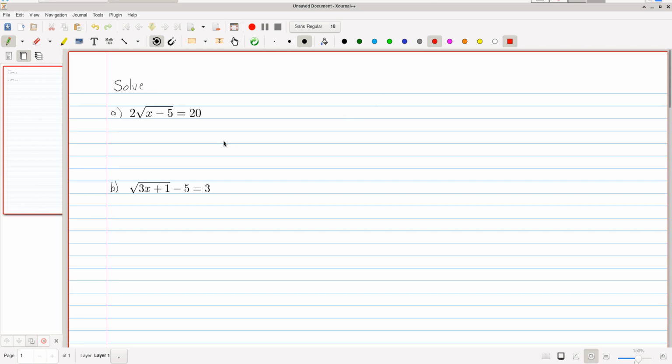Solve each equation for x. A. 2 radical x minus 5 equals 20. I want to start by getting the radical by itself. So I'm going to divide both sides of the equation by 2.